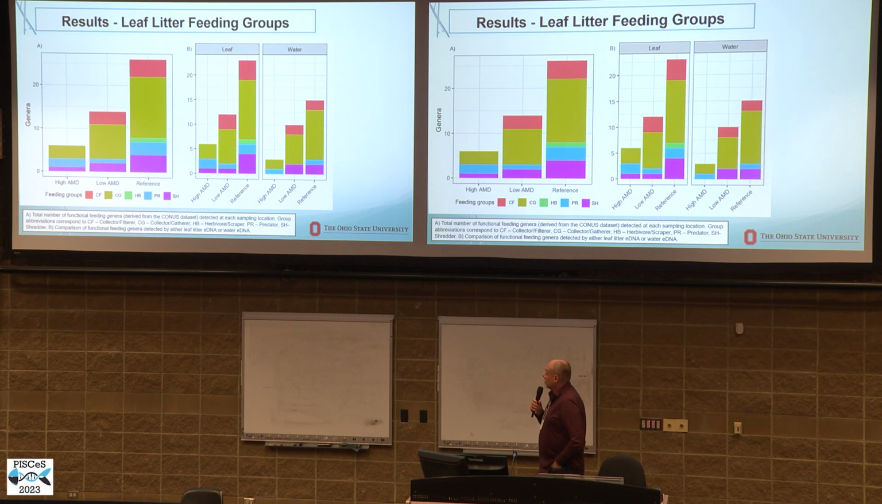Looking at relating functional feeding groups to these invertebrate taxa we found, you can see on the far left-hand side there, the high AMD site lacks that pink bar on the histogram, so that indicates an absence of the collector filter feeding gills. And you can see also that there's a significant increase in the number of taxa you see at the reference site compared to the AMD sites. The graph on the right side depicts that the leaf litter technique is much better at detecting the various groups of invertebrates than the water sampling technique.